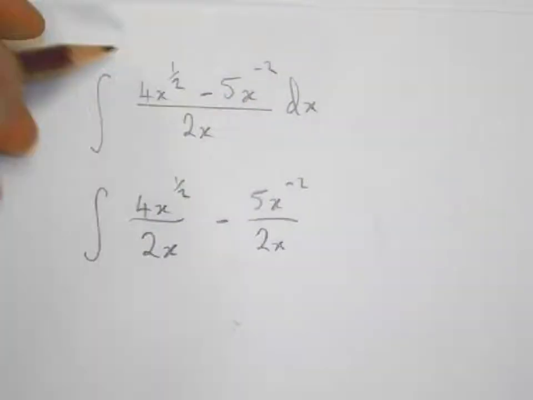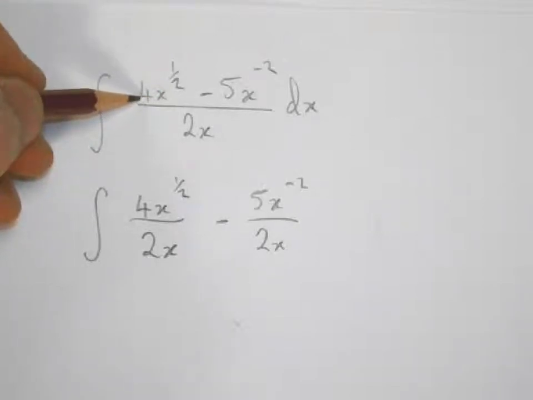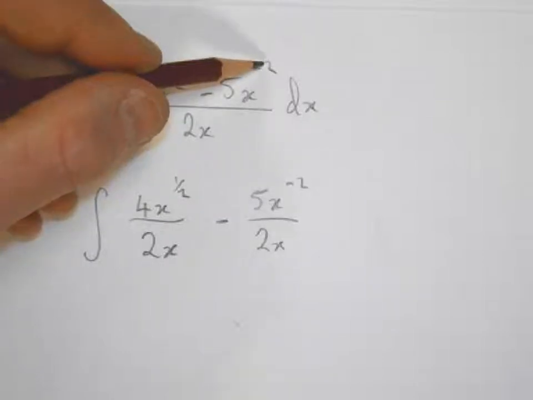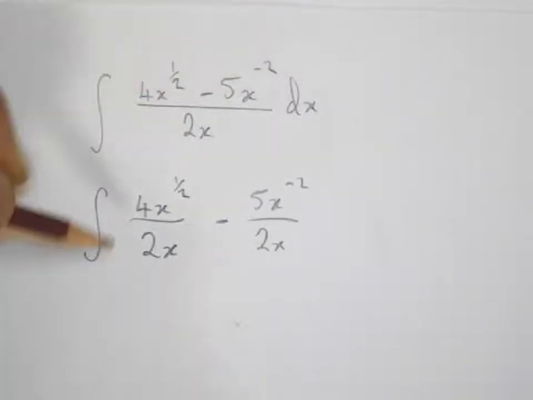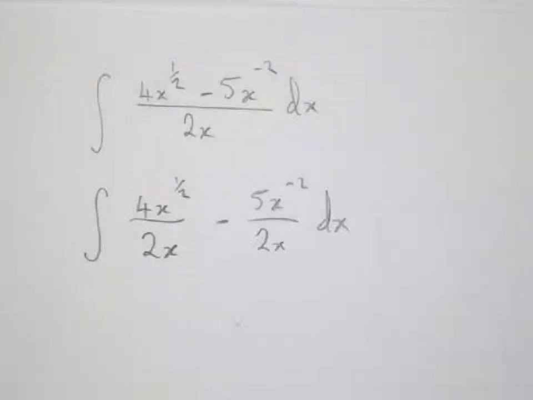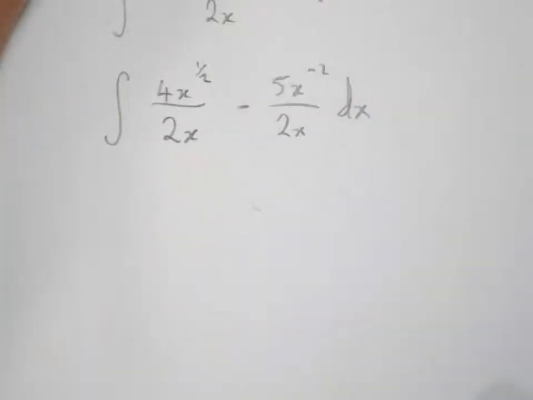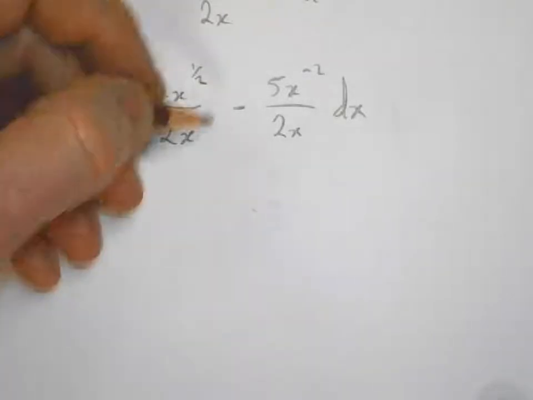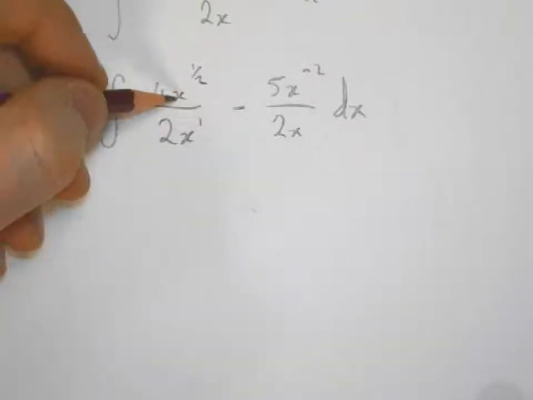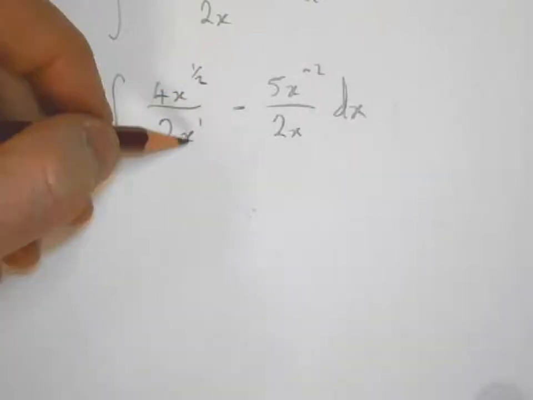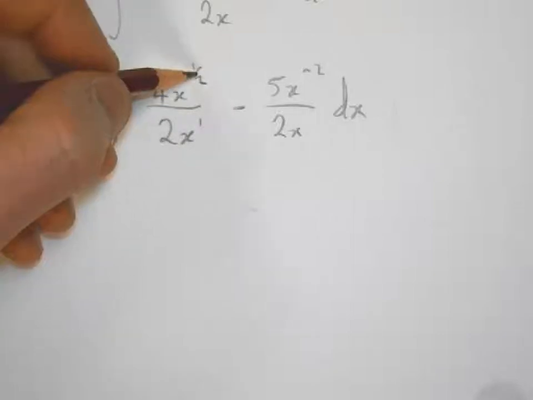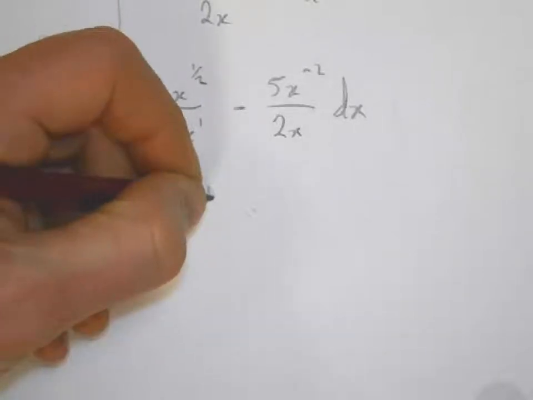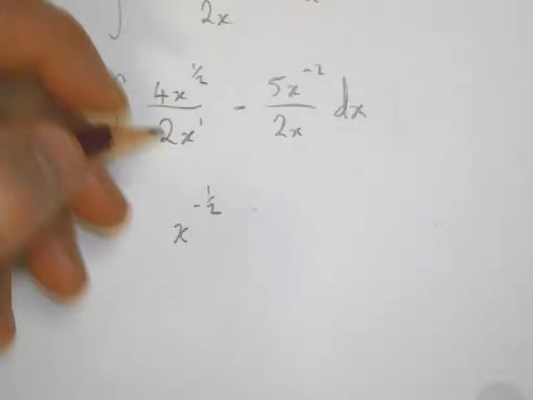So I've put this part, the 4x to the power of a half over 2x, and also I've put 5x to the power of negative 2 over 2x. Again, you still can't integrate that until you have combined these x's together. So this is x to the power of 1, and when you divide indexes with the same base, you do a half take away 1, which will give you x to the power of minus a half. 4 divided by 2 is just 2.